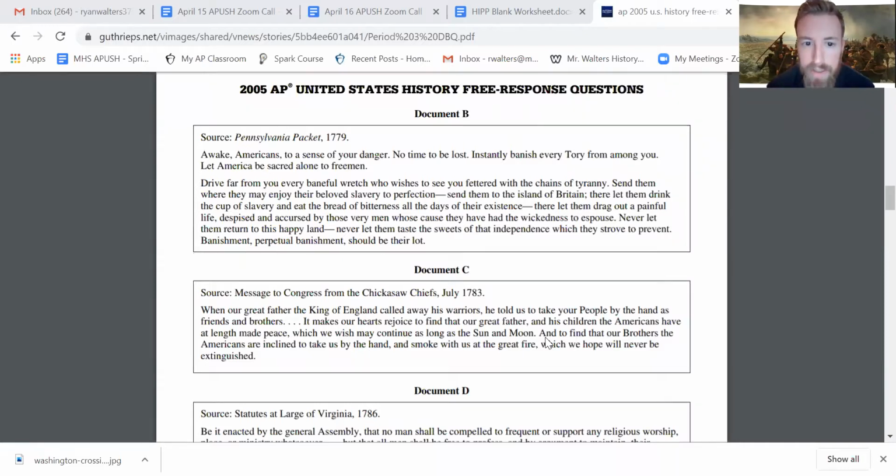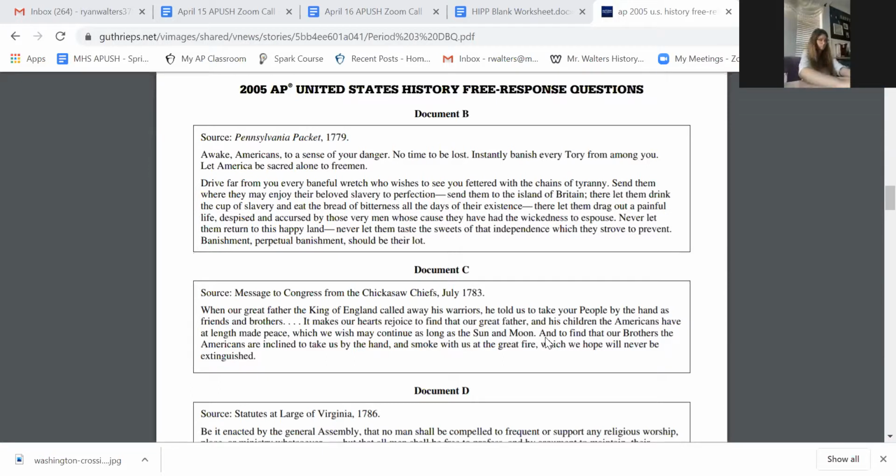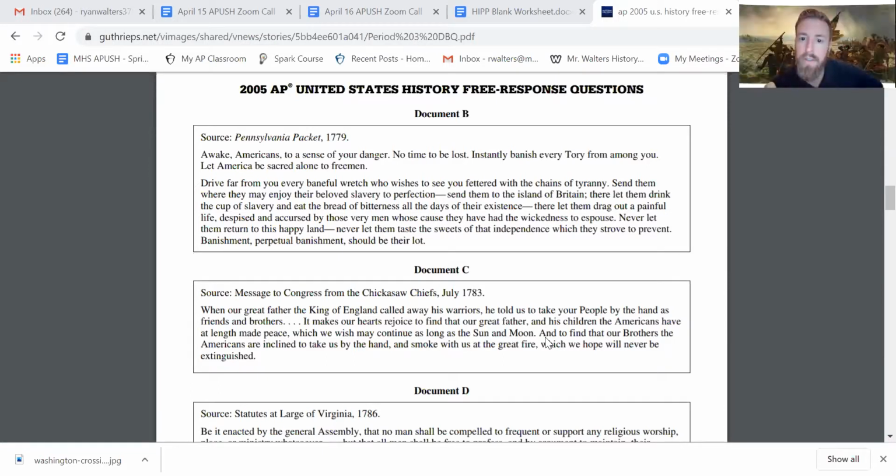Awake, Americans, to a sense of your danger. No time to be lost. Instantly banish every Tory from among you. Let America be sacred alone to free men. Drive far from you every baneful wretch who wishes to see you fettered with the chains of tyranny. Let them, where they may, enjoy their beloved slavery to perfection. Send them to the island of Britain. There let them drink the cup of slavery and eat the bread of bitterness all the days of their existence.